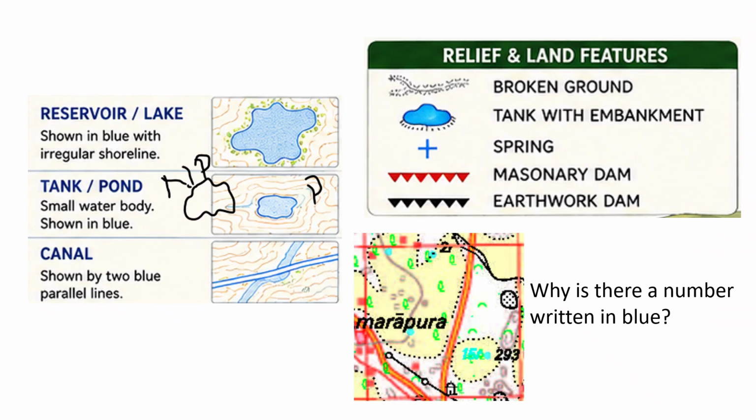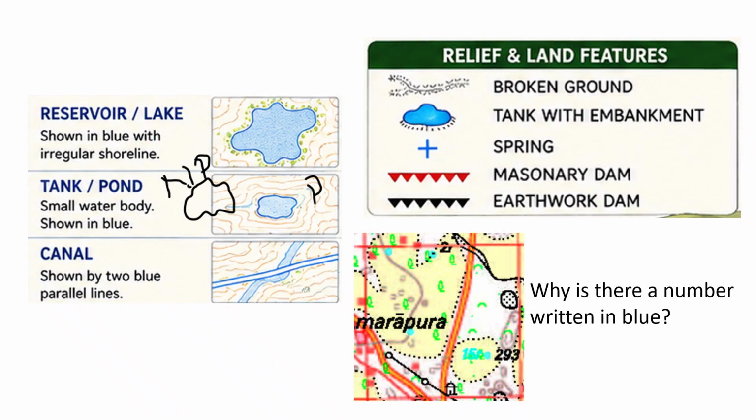For our water, we have a few more things: reservoir, tank or pond, and canal. So reservoir or a lake, it will be blue in color and it will not have a proper circular shape. It will be a very dismantled kind of shape, irregular shoreline. Now we have tank and pond, and there are two types. First is the perennial one, and the other is the non-perennial one.